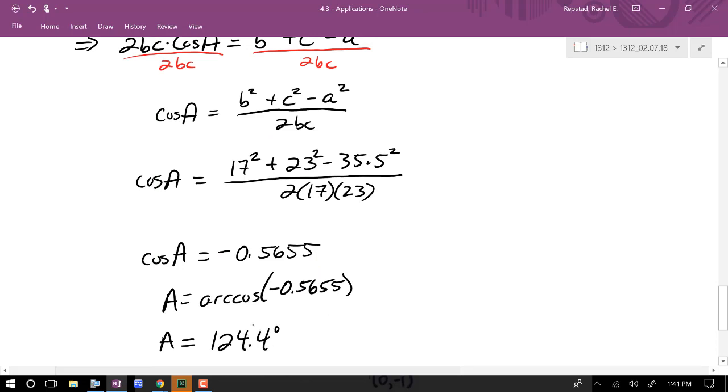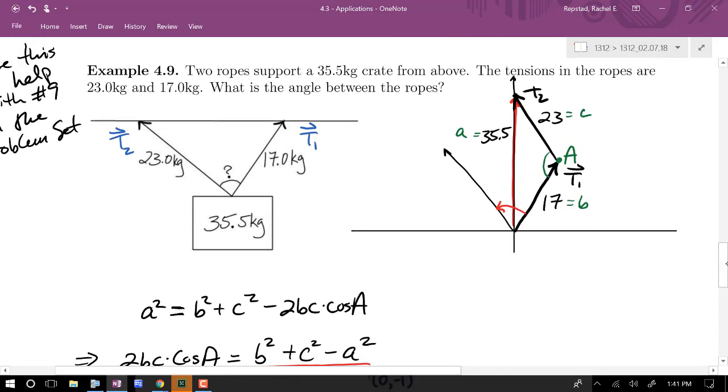Now this isn't quite the angle that we're looking for. It is angle A as we have labeled it. So I'm going to scroll back up. We did find angle A. The angle we want is this one though. So if I just extend the T1 vector and draw the horizontal, so this is parallel to the x-axis, what I really want is this angle.